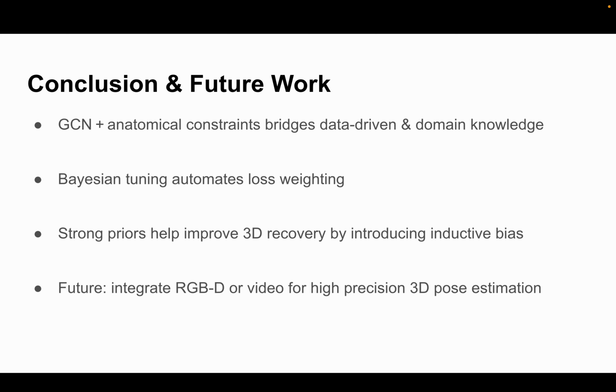As a conclusion and future work, this work uses GCN plus anatomical constraints to bridge data-driven and domain knowledge, and uses Bayesian tuning to automate loss weighting. The strong bias helps improve 3D recovery by introducing inductive bias. In the future, we will integrate RGBD, where D stands for depth, or video for higher precision 3D pose estimation. Thanks for listening.